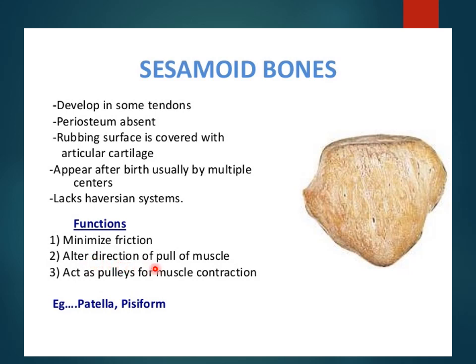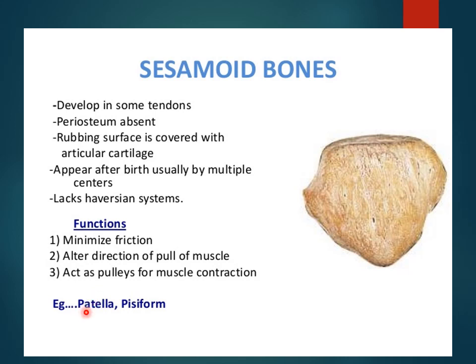Also, they help to alter the direction of the pull of the muscles. As these are present in between the joints and the tendon, they help to alter the direction of pull of the muscle, and they act as a pulley for muscle contraction, as they provide smooth surfaces for tendons to slide over. So they enhance the ability of the tendons to produce particular movements at the joints, and they transfer the muscular forces onto the bony tissue to produce different movements.